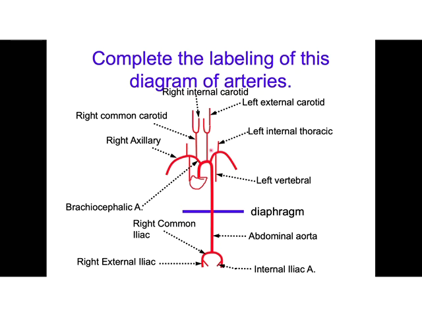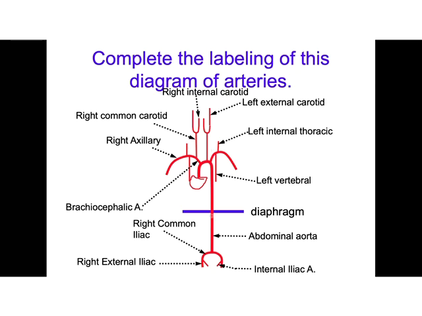Now, going down, right, you have the descending aorta, which we could also call the thoracic aorta, and then it's going to hit the diaphragm, and at that point it becomes the abdominal aorta, all right?